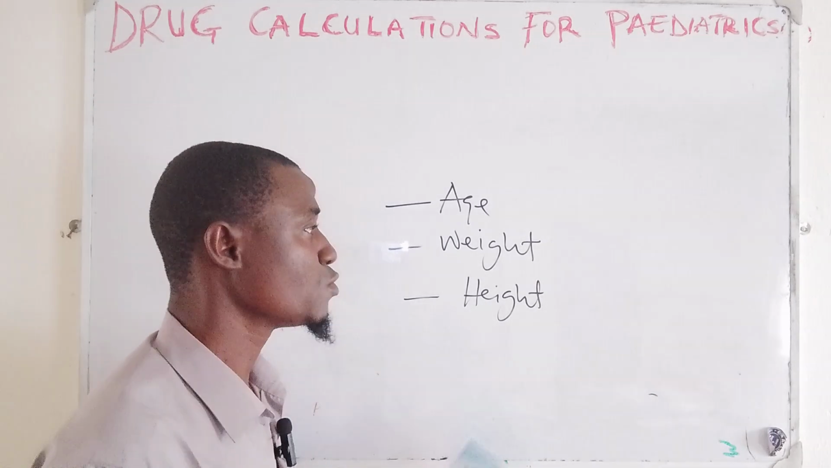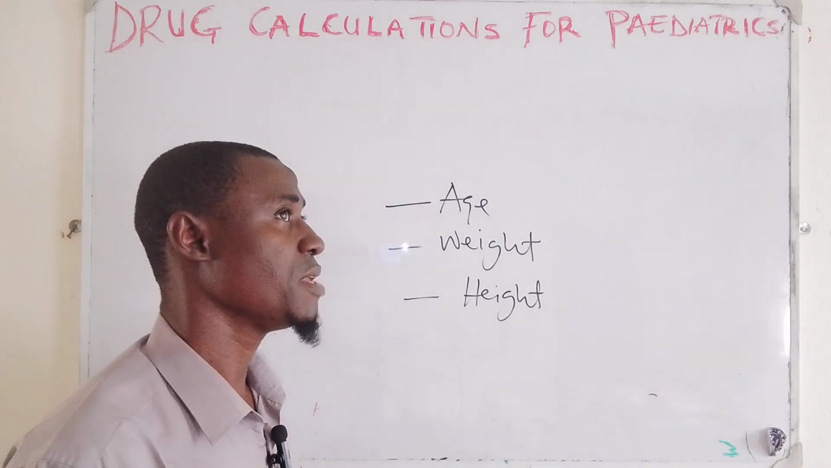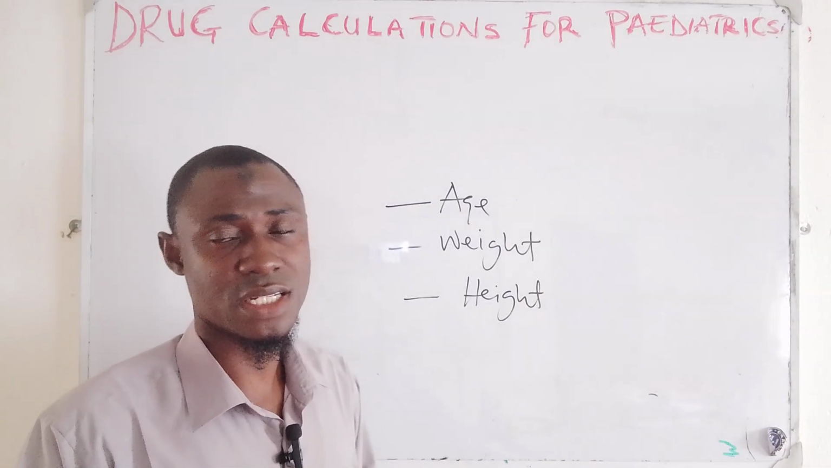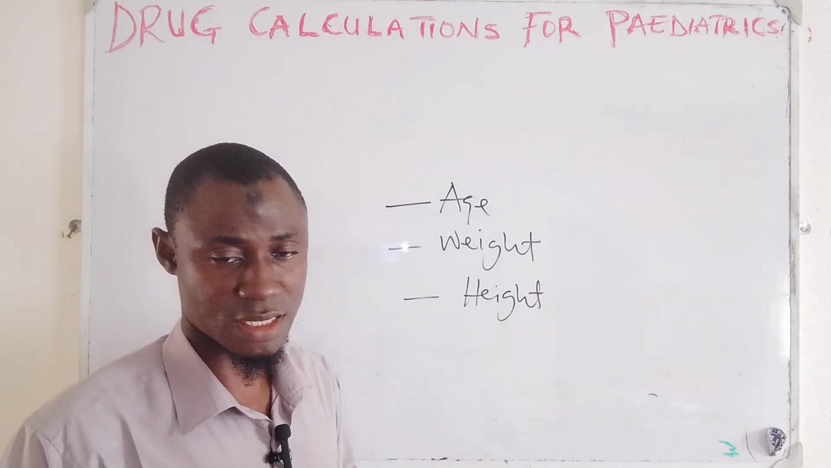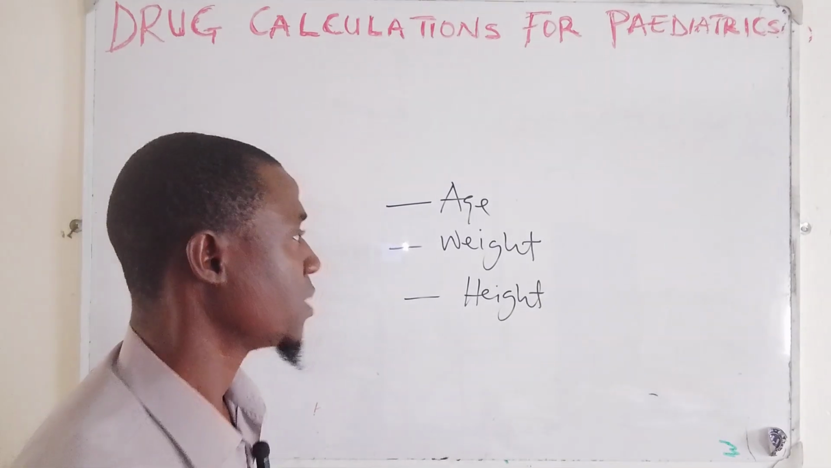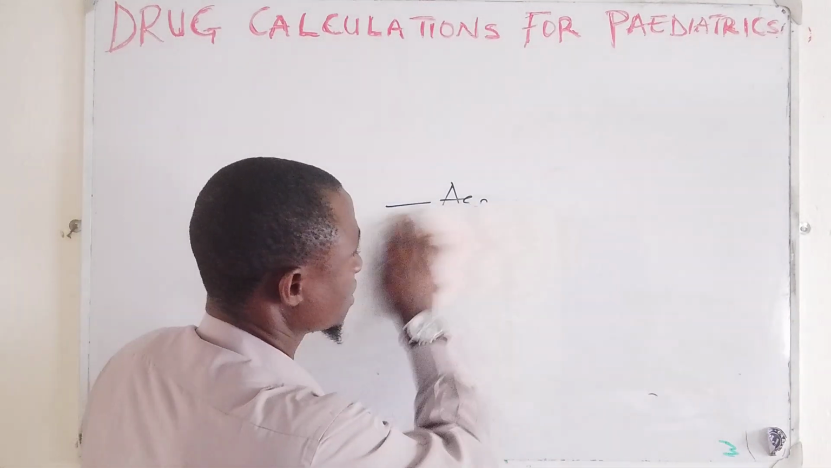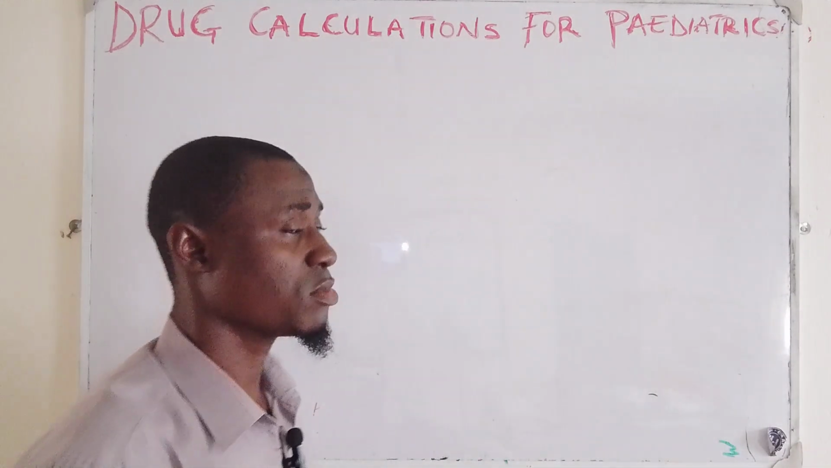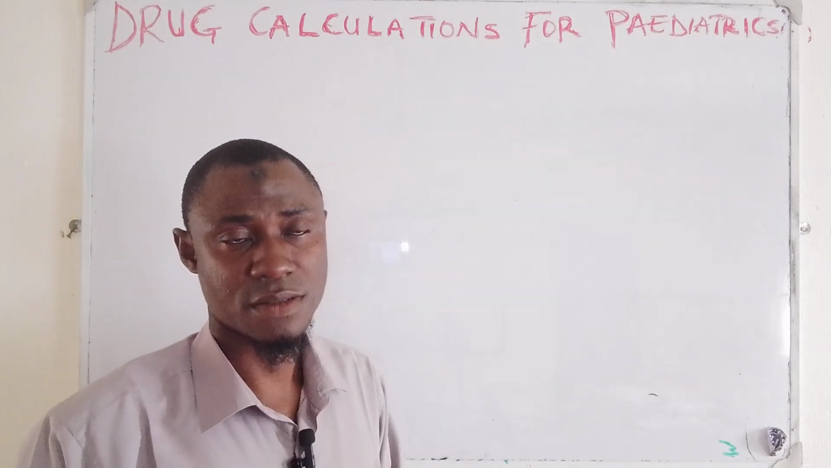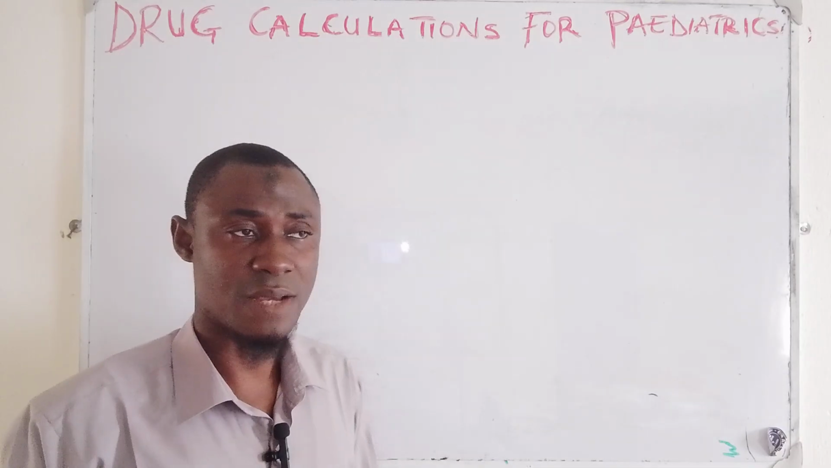And all of these rules or formulas are aiming at calculating the accurate dose that can be given to a child or pediatric. So from this aspect of the lecture, we're going to be using some of the very common rules or formulas. I think about 6 of them.